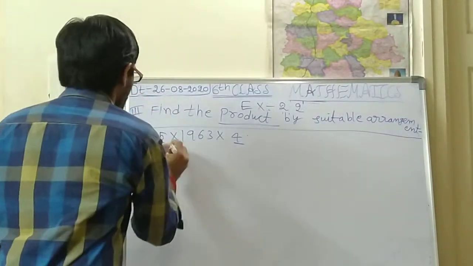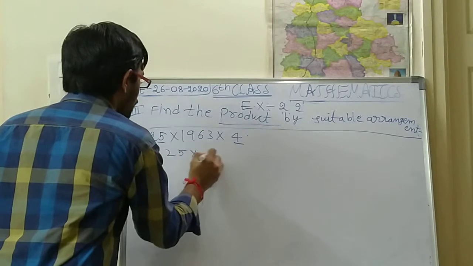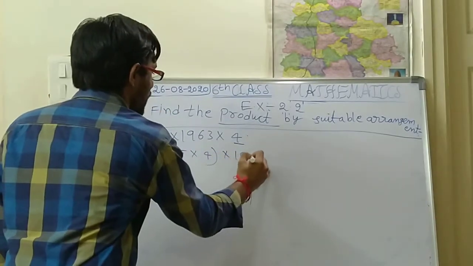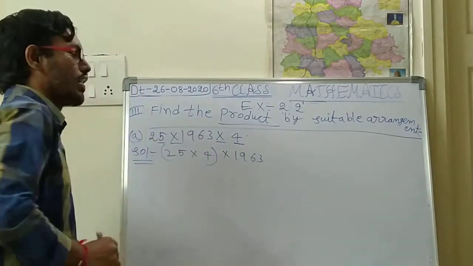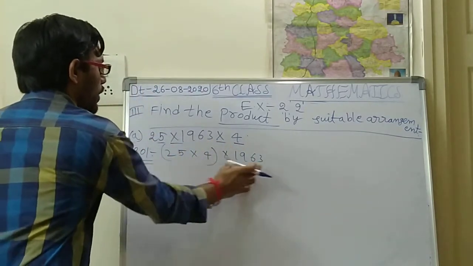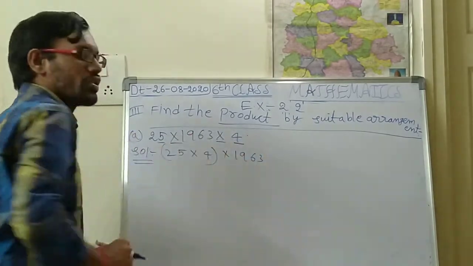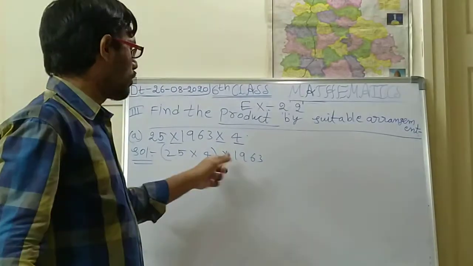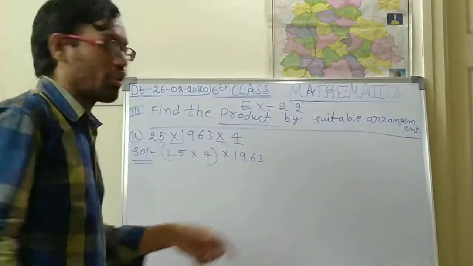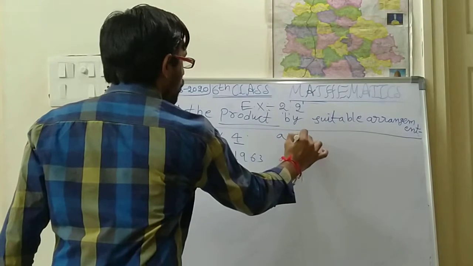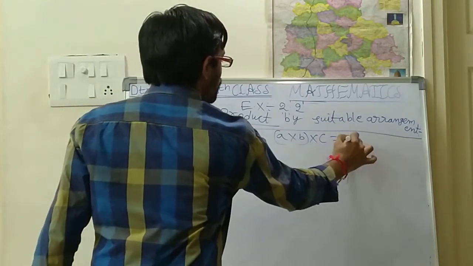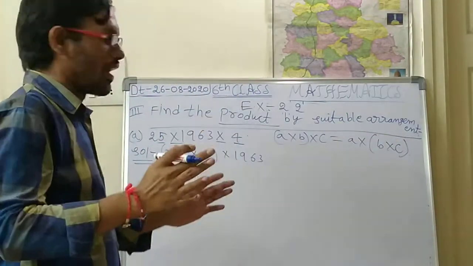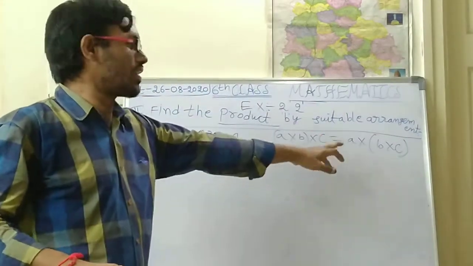Okay. So here 25 into 4, I am combining, and I am writing into 1963. Both are multiplications only. So 25 into 4 into 1963. A into B into C. (A into B) into C is equal to A into (B into C). This is also the associative property only. That means exchanging the partners, and another person is seeking.